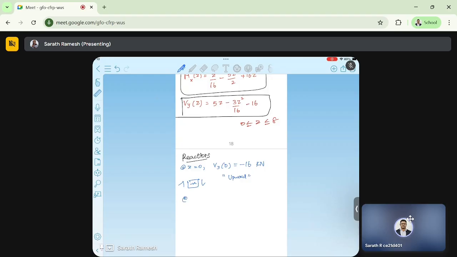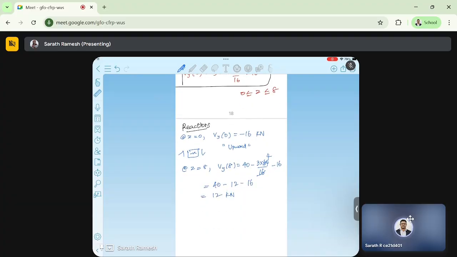And at Z equal to 8, Vy of 8 will be equal to 40 minus 3 into 8 squared is 64, 16 minus 16, so equal to 40 minus 12 minus 16. So this will be 12 kilonewton. So this is Vy of 8, and this is at right. Positive shear force again means upward.